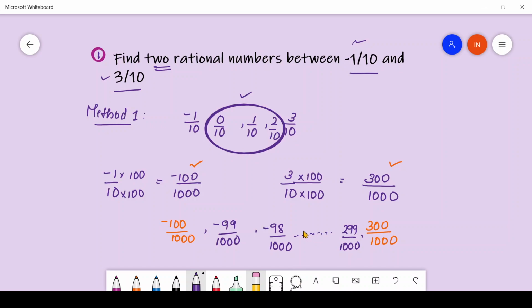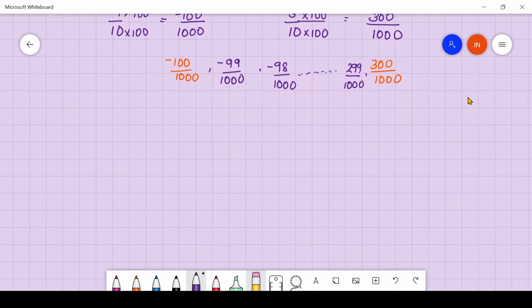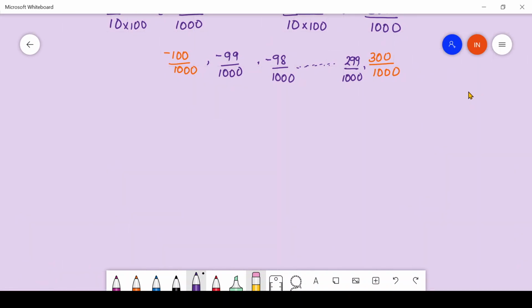Now we are moving towards method 2, how to find the rational numbers between the two given rational numbers. So let me write method 2. The given rational numbers are negative 1 by 10 and 3 by 10. In this method, we are going to find the mean of these two given rational numbers so that we will get a rational number between these two. So let us see that.